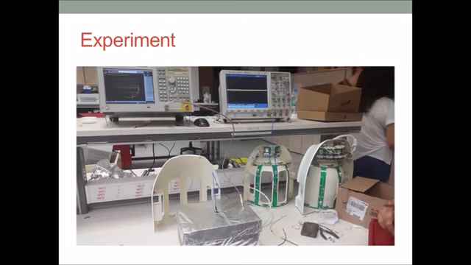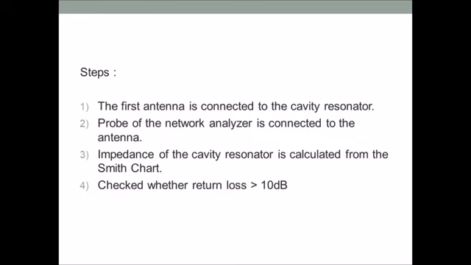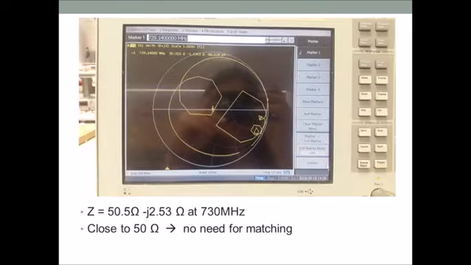The setup for the experiment can be seen in the figure. A network analyzer and a signal generator were required. Initially, the first antenna was connected to the cavity resonator, and the impedance of the cavity resonator was measured with the Smith chart mode of the network analyzer, and then the return loss was measured with the dB graph. The return loss should be greater than 10 dB. As seen here, the impedance of the cavity resonator is approximately 50 ohm with a small imaginary part.